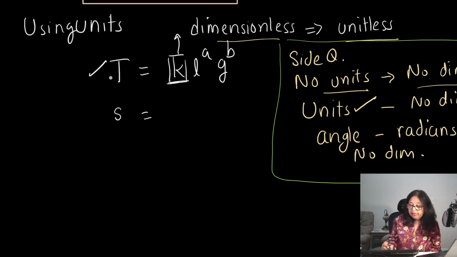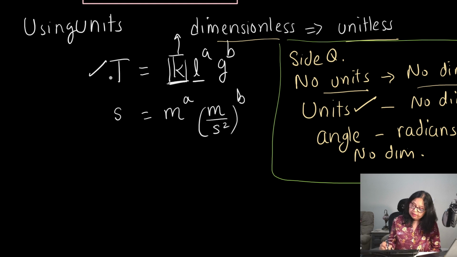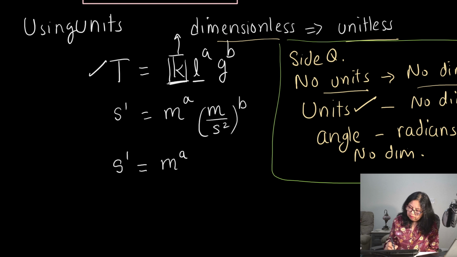We said that k, the constant of proportionality, does not have any units. So we're next going to move on to L. L is length. Its SI units are meters. Meter to the power a. G, the acceleration due to gravity, is in meters per second square. So meters per second square to the power b. This gives us second to the power 1 on the left hand side, meter to the power a on the right hand side, and this power b goes inside the parentheses and gives us meter to the power b divided by second to the power 2b.